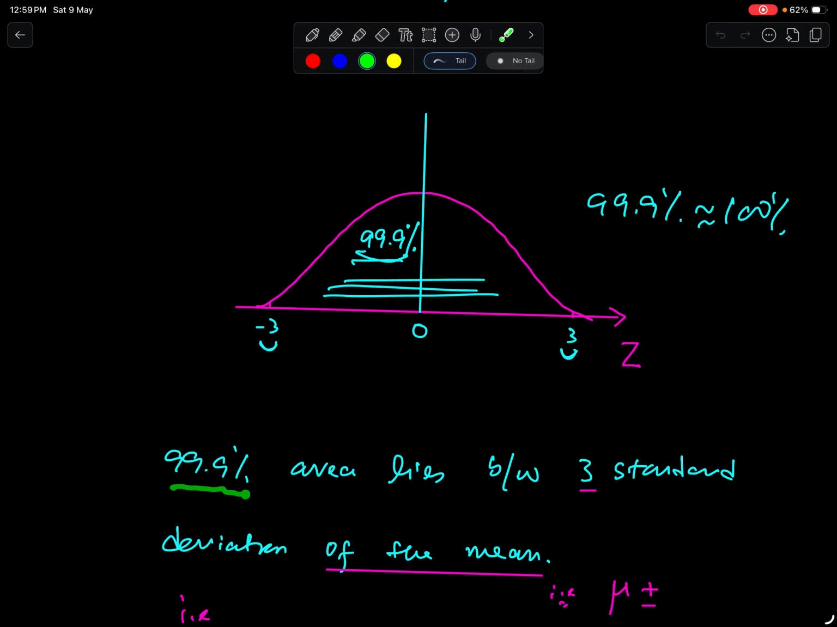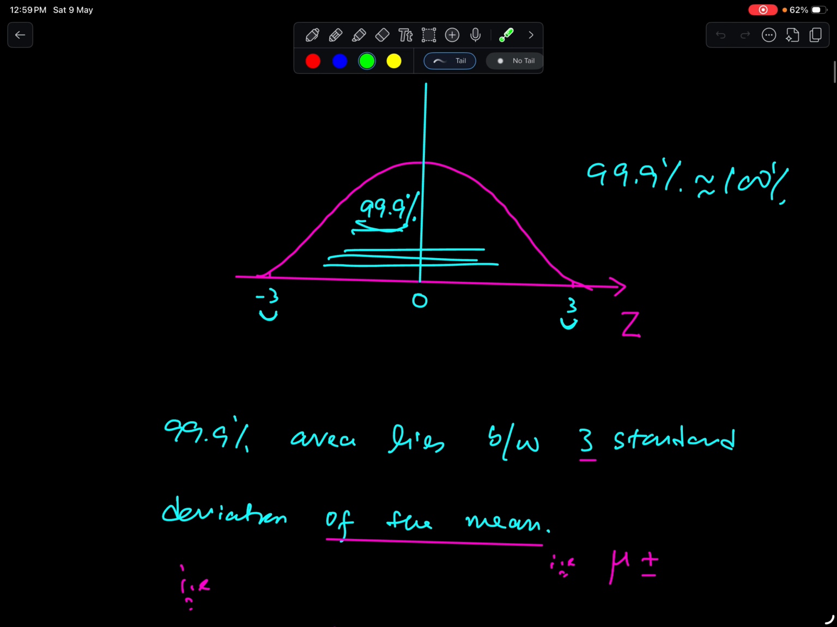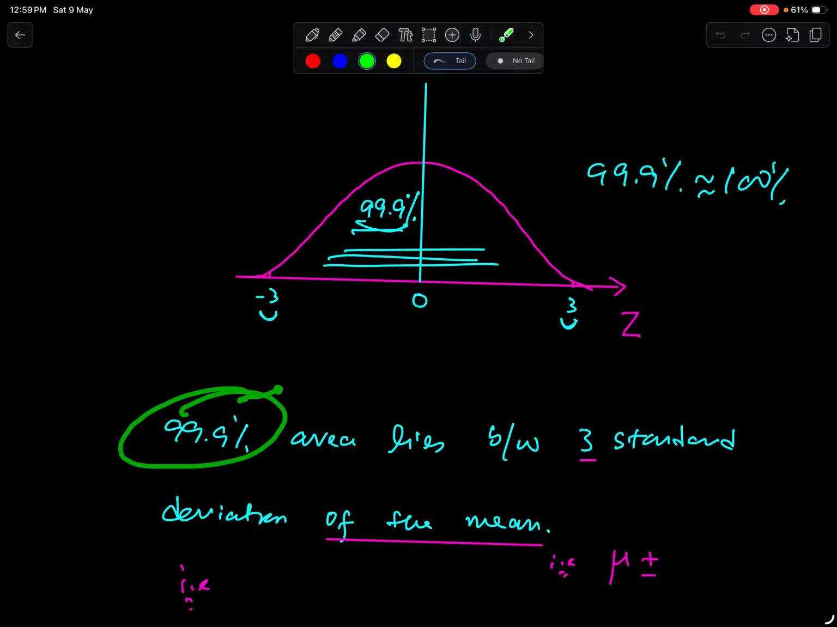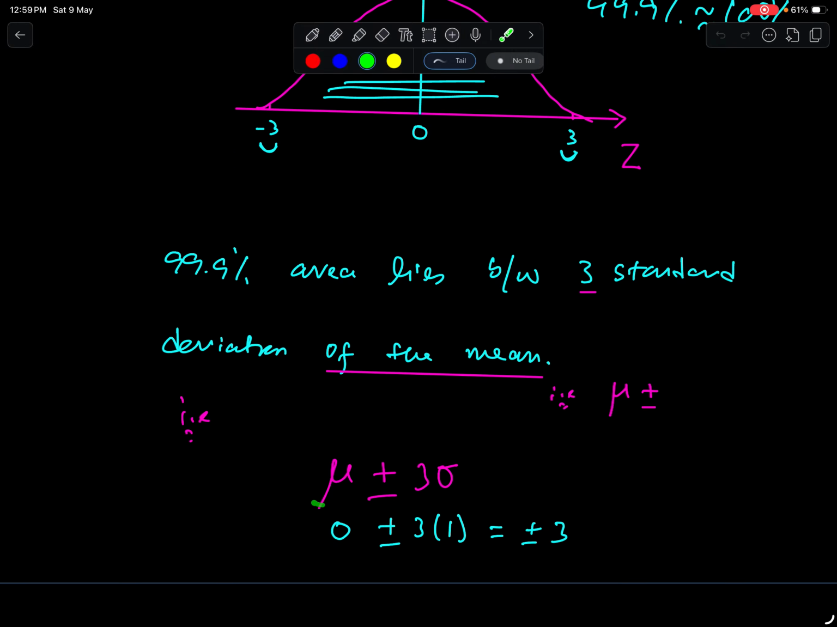Approximately 99.9% area lies between 3 standard deviations of the mean. I will explain these terms later in this lecture. So this area, minus 3 to 3, is approximately 100%. Exactly 99.9% and approximately 100%. Exactly 99.9% lies within 3 standard deviations of the mean. Within 3 standard deviations of the mean means mu plus minus 3 sigma. Mu is 0, sigma is 1, so plus minus 3.